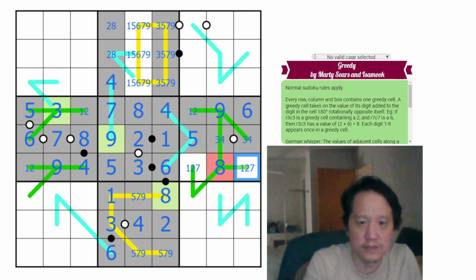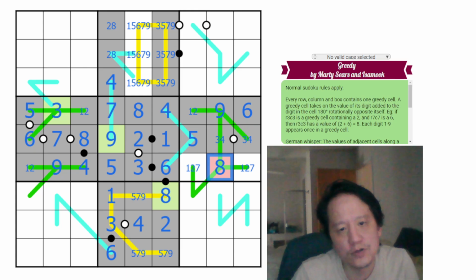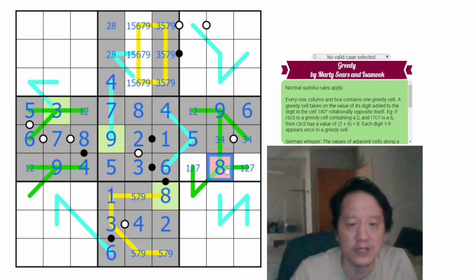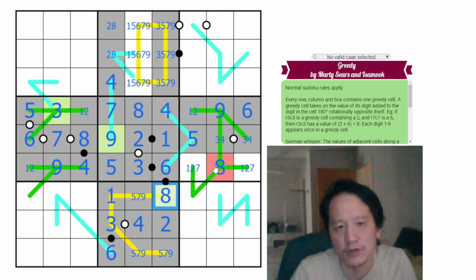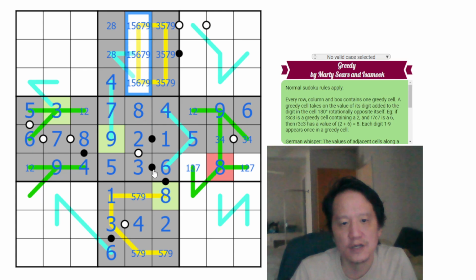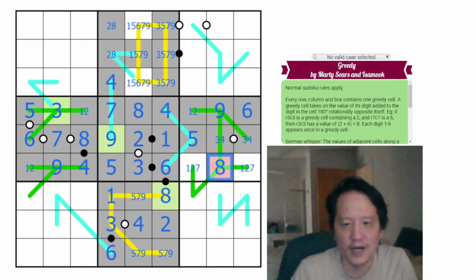This is 8, so we don't know if this is the... Oh, this cannot be the greedy digit because we have an 8 that's already a greedy digit. So the greedy digits we have are 6, 8, 9. Okay, so this one cannot be the greedy digit, right? If this is the greedy digit, that's 6 plus 4, and that's 10. But the 10 is next to a 9. So then this cannot be the greedy digit. So it also cannot be 6. This is not the greedy digit.